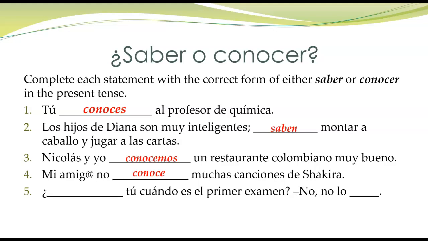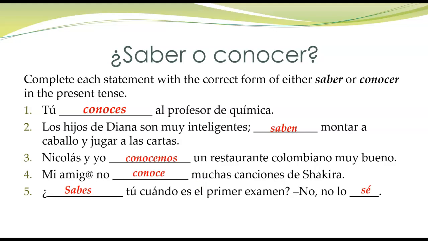And número 5, ¿tú cuándo es el primer examen? Remember when we have those question words like cuándo? We're looking for information, and with information we use saber. So, ¿sabes tú cuándo es el primer examen? And we don't have to change our verb in our answer because we're still referring back to the information. So, no lo sé.